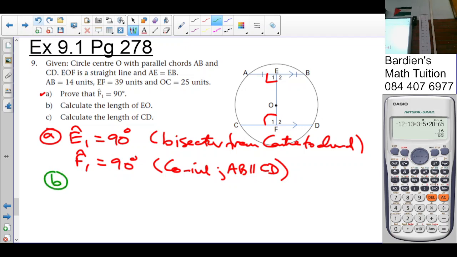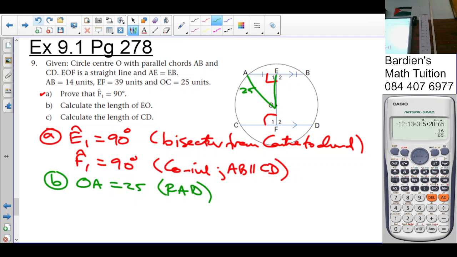The B part of the question says calculate the length of OE. So OE, which is this length here. But we know what OA is. What is OA? 25. Why? Radius. Do I have to say this? Yes, because it's not on the diagram. They didn't tell us that OC was your radius, so we have to state it. So that is 25.